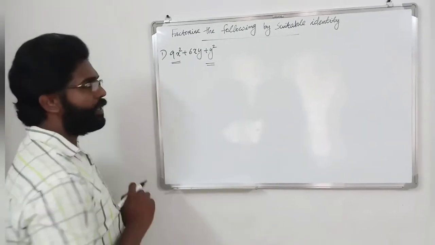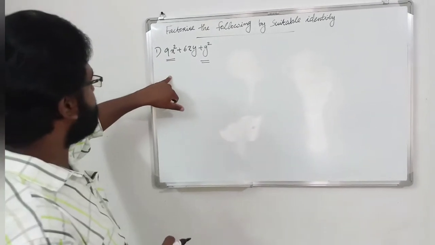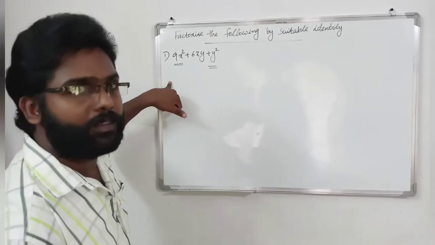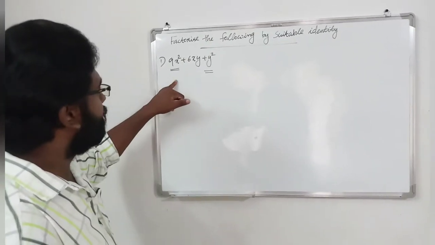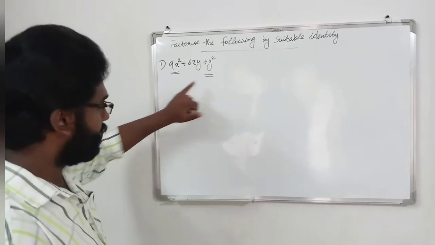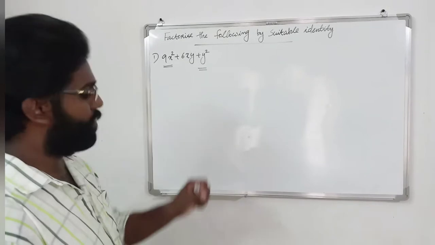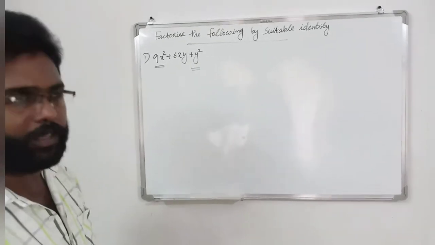Is 9x square the square of something? 9x square is the square of 3x. y square is the square of y. Okay. So first check whether the first and last terms are perfect squares.